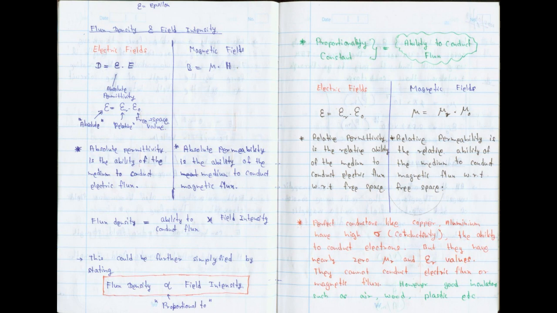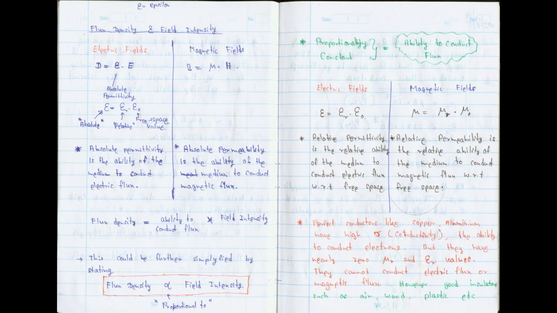What about the air between you and me? Can it conduct electric flux? It can. It is one of the good conductors of flux. But it can't conduct electrons. The air between us has no ability to conduct electrons. Therefore, sigma is 0. But mu R and epsilon R are good.